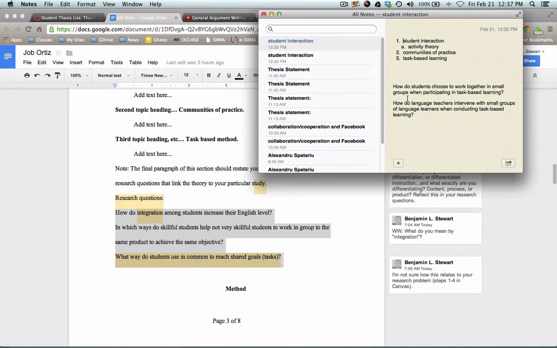So now can I start developing what I got for activity theory, communities of practice, task-based, and differentiating instruction within task-based? Yes. Okay, absolutely. I will. Yes. And so the first thing we need to do is modify in Google Drive your 2 research questions. Yeah. Go ahead and add your thesis statement first also, and then organize according to these 3 topics.